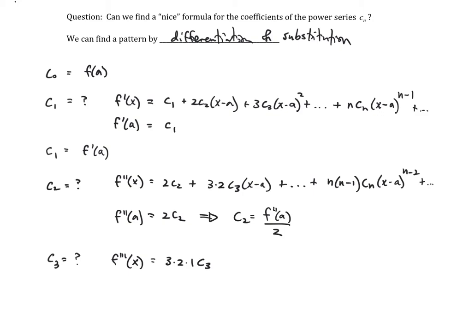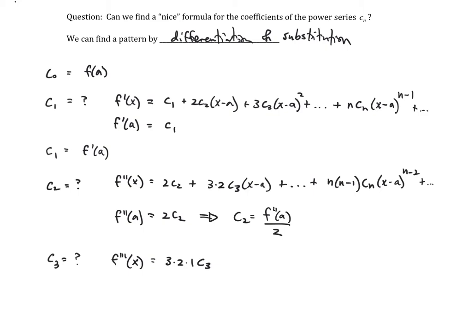In other words, I think of this as x minus a to the first power. I bring the 1 down in front. I subtract 1 from the power. That means x minus a to the 0 power, which is equal to 1. So you get 3 times 2 times 1, c3.